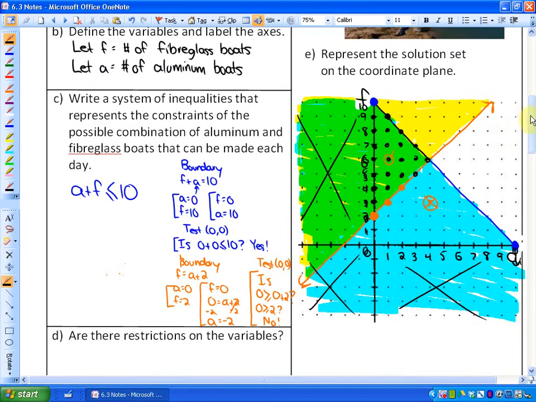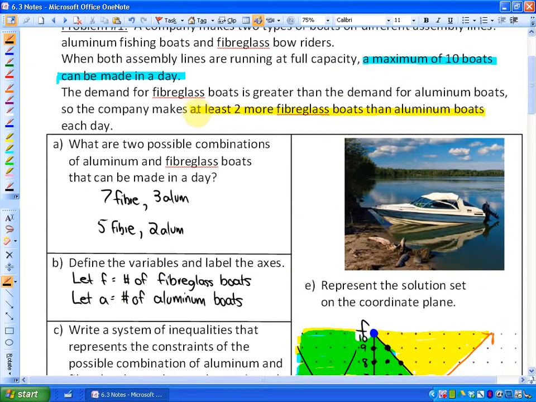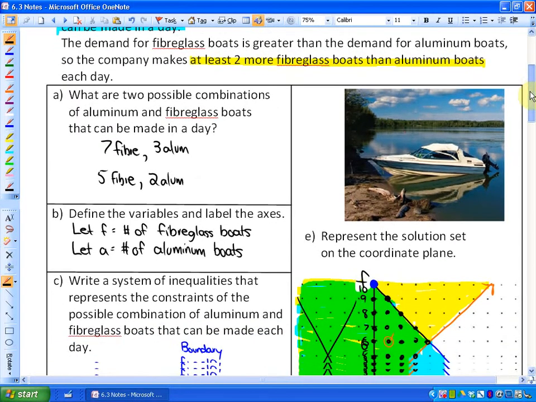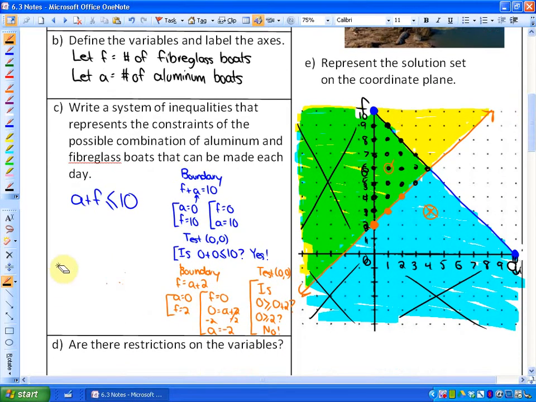And the second constraint, which would be at least 2 more fiberglass boats than aluminum boats, would look like this. Fiberglass boats are greater than or equal to aluminum plus 2. They're at least 2 more than the aluminum boats.